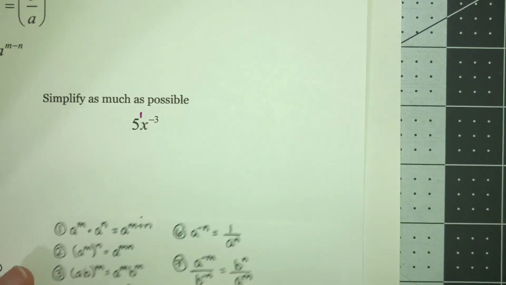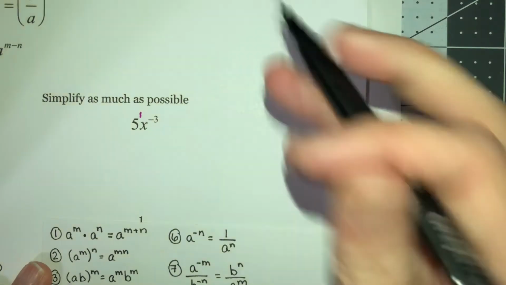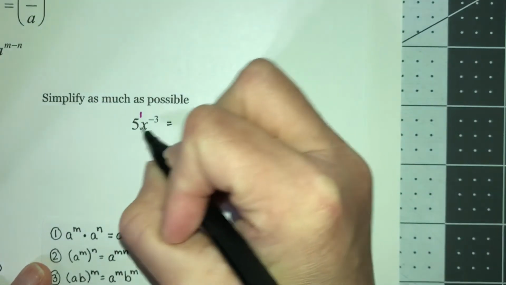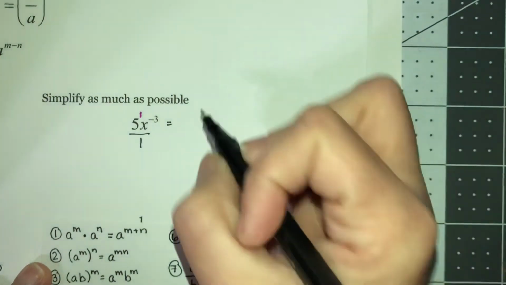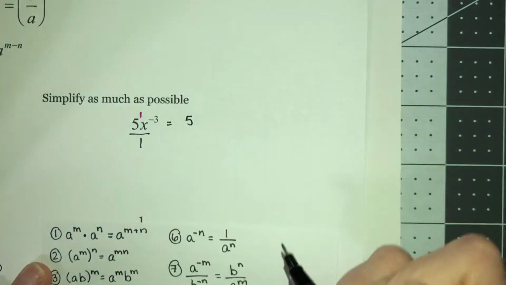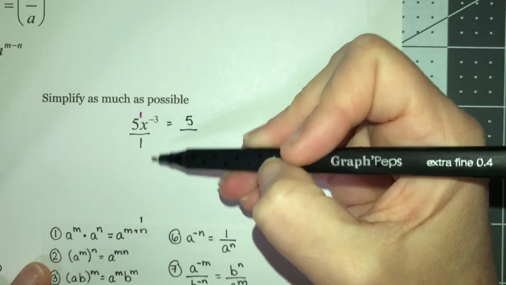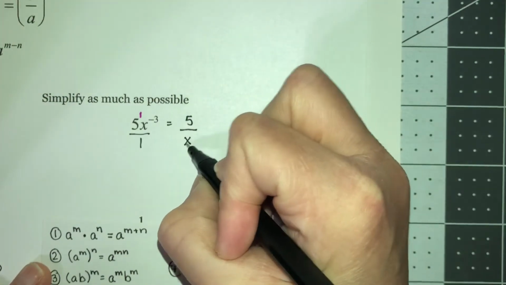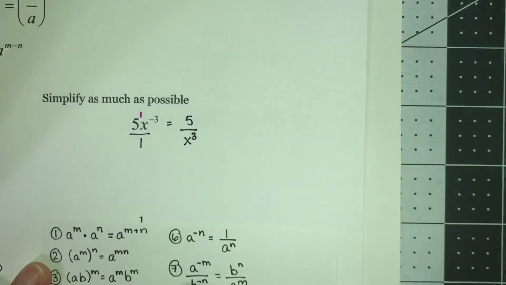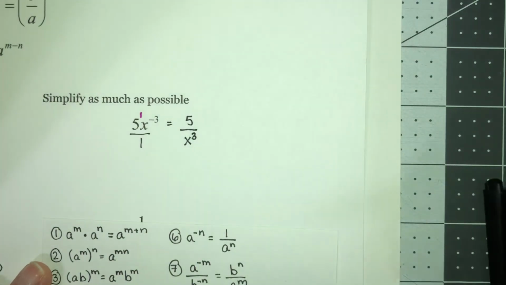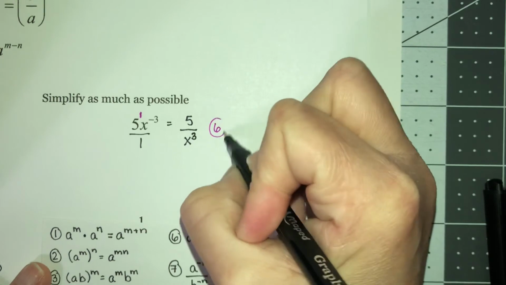So what we have here is the 5, remember this is over 1. The 5 is already happy where it is, so it stays in the top. But this negative exponent is unhappy, so we move it down to the bottom, and the exponent becomes positive. This was property number 6.